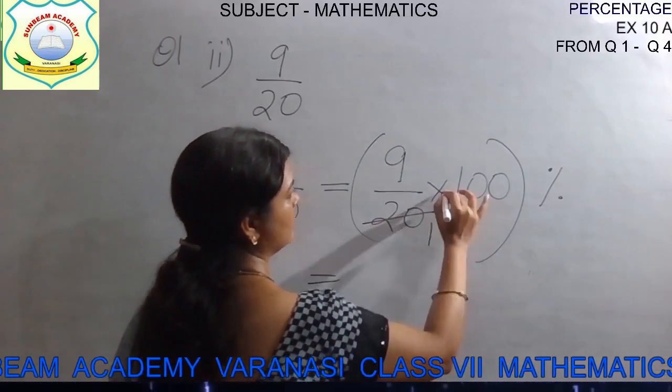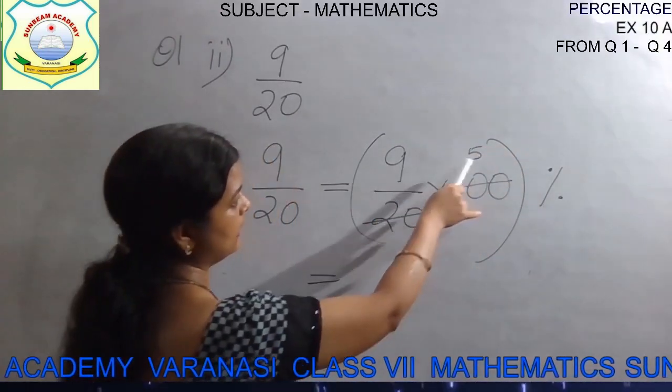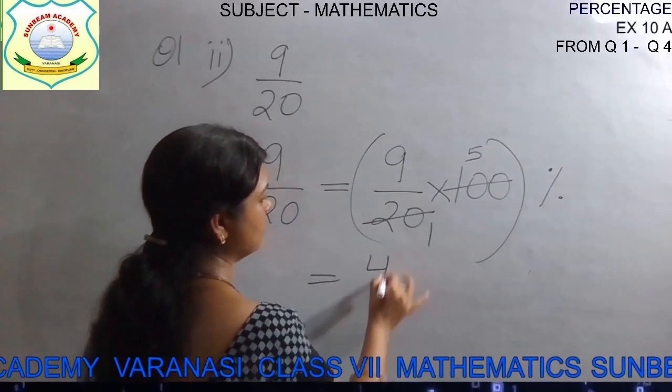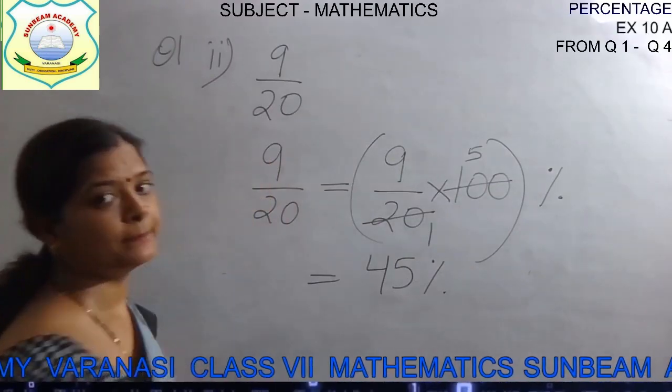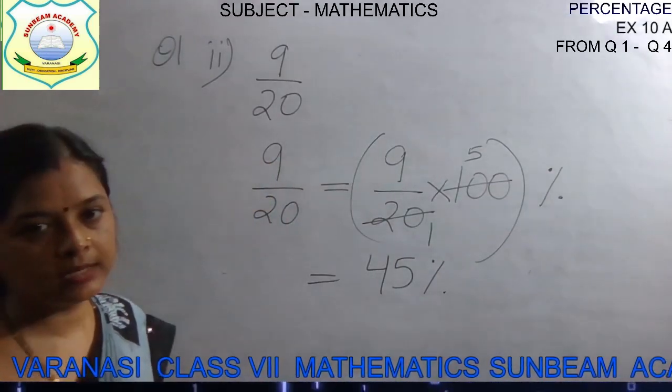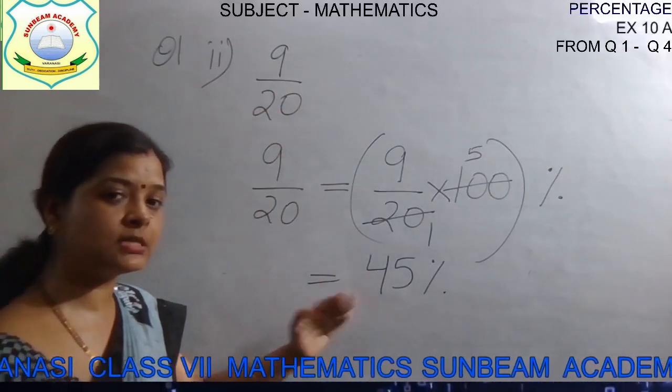Now, next part. Simplify this. 20 ones are 20, 20 fives are 100. And in the numerator, 9 into 5. So 9 fives are 45. So the answer is 45%. Clear? 9 by 20 is the same as 45%.